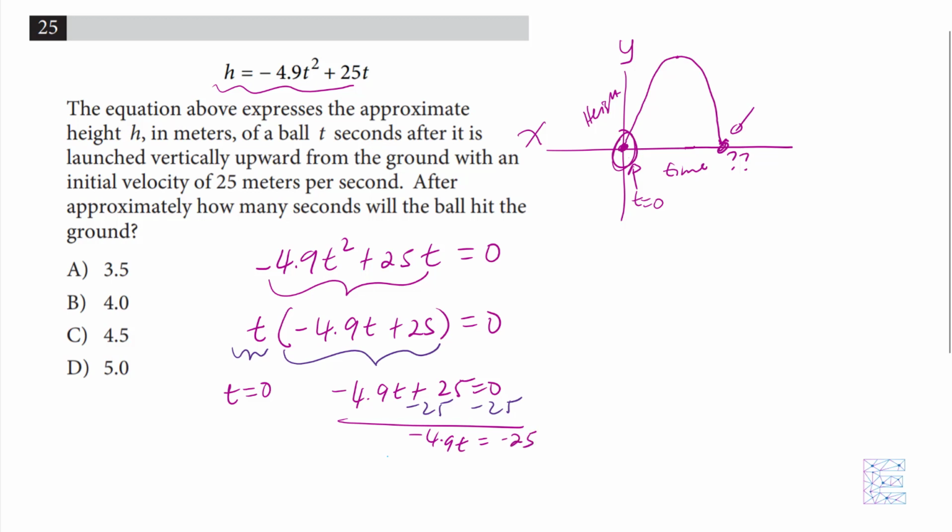This is a calculator section, so you can plug this in. I believe this would be around 5.1-ish. But if you just want to round this to a negative 5, pretend this is a negative 5. Negative 25 divided by negative 5 is of course 5. So since the question is asking for approximately, then we know the answer is D.